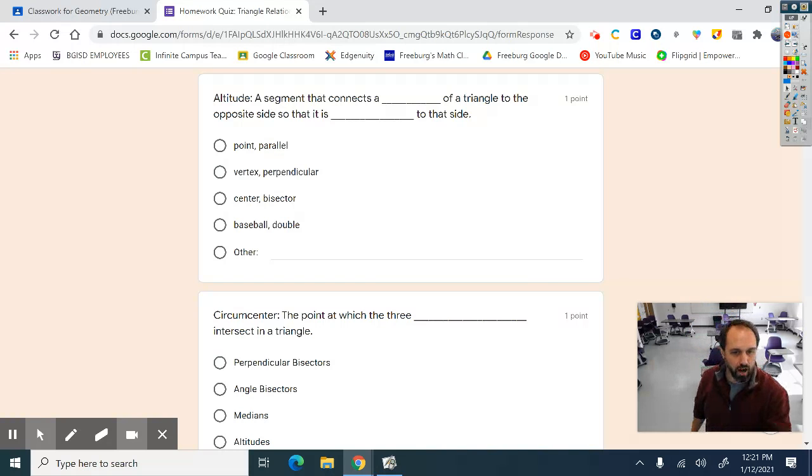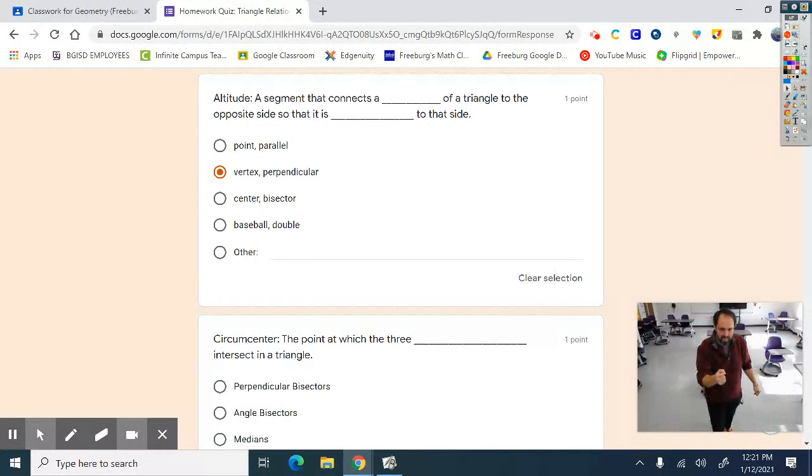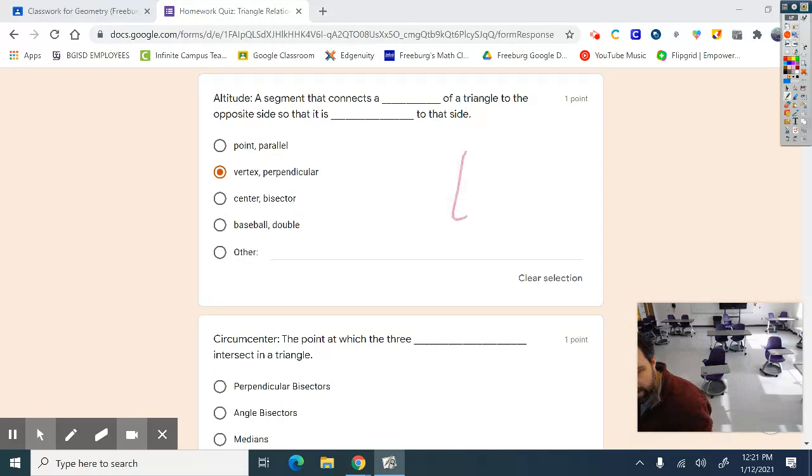And so that's from a point, our vertex, dropped straight down to the ground so that it meets at a perpendicular. Again, this looks kind of like this. So it hits at that 90 degrees from the vertex to perpendicular, which is your 90-degree angle, right?